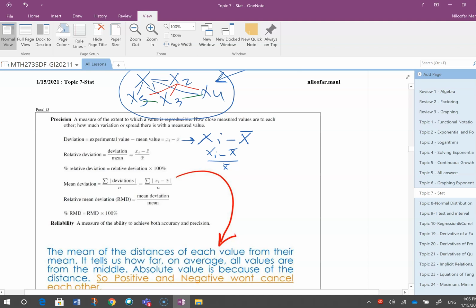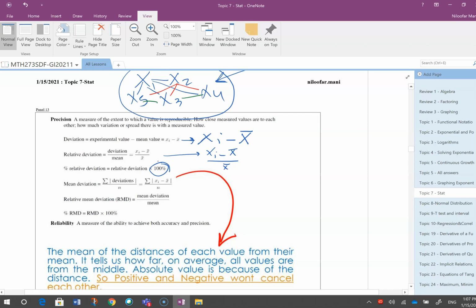Then I find x bar, and then I do xi minus x bar, and I want to make it relative, so I compare xi minus x bar with x bar, which is the mean. If I multiply it by 100, this is percent relative deviation. So I have deviation, which is xi minus x bar, and xi minus x bar divided by x bar is relative deviation, and multiplied by 100 is percent relative deviation. Okay, what is mean deviation?